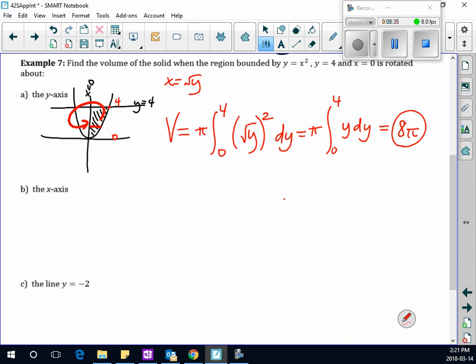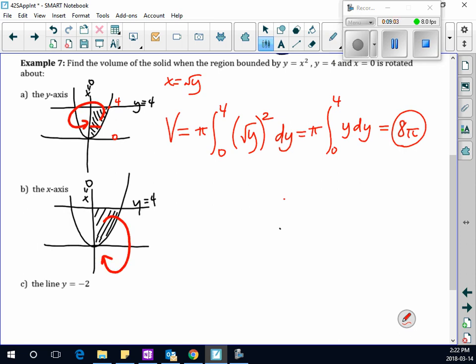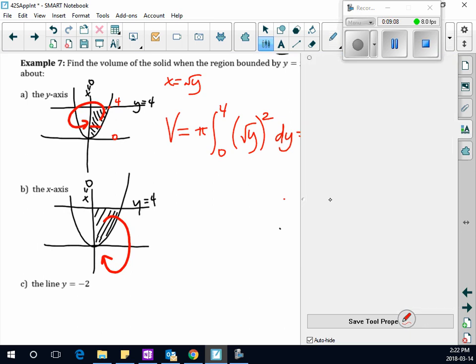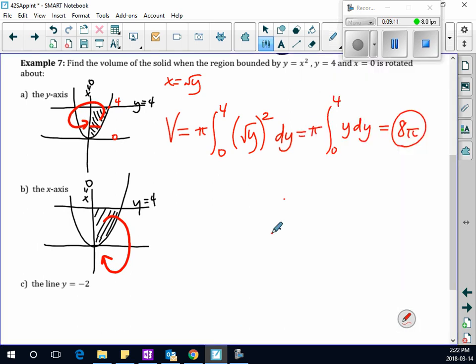Next one, same diagram, so I will set it up. Here's the parabola. Here's the y equals 4. Here's the x equals 0. And here's the area. But this time we're rotating around the x-axis. So is this a disk or a washer? Well, there's no space, so we don't have to subtract. And here is my radius like this.